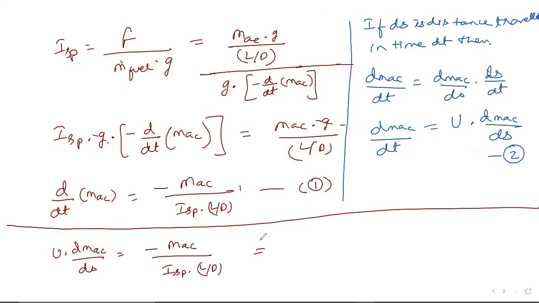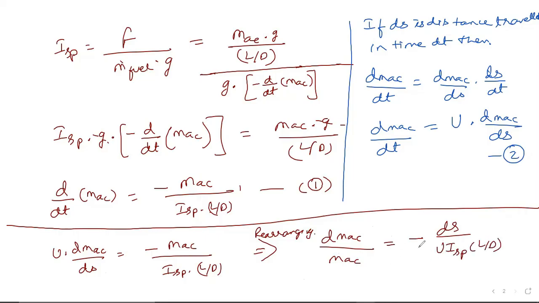Now, rearranging, I can write d(mac) by mac. That's like solving a differential equation. So d(mac) by mac equal to minus ds upon u into Isp into L by d. See, mac is coming downward, ds is going this way, and this u is also going downward. This is the rearranging thing, so I can make equation number 3.